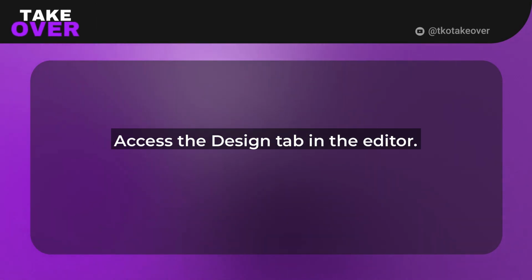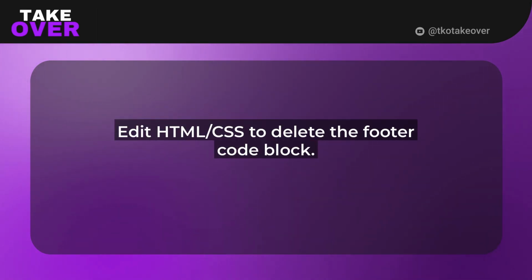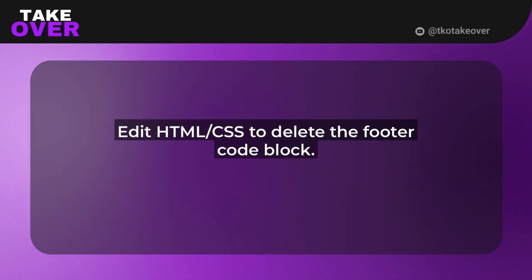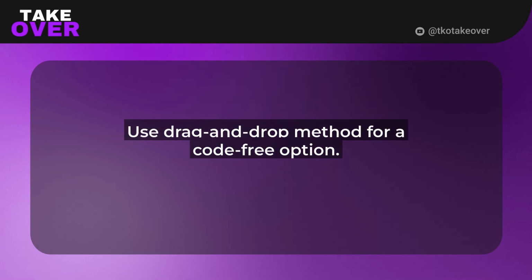In the Design section, look for the Edit HTML, CSS option. Click on it to access the code editor. Scroll down until you find the section labeled Footer. Here, you'll see the code that controls the footer element. To remove it, simply highlight and delete the entire footer code block. But be cautious, double-check that you're not accidentally removing other important parts.